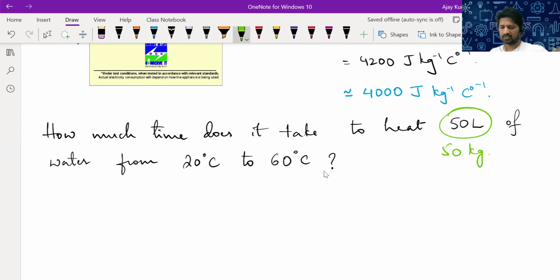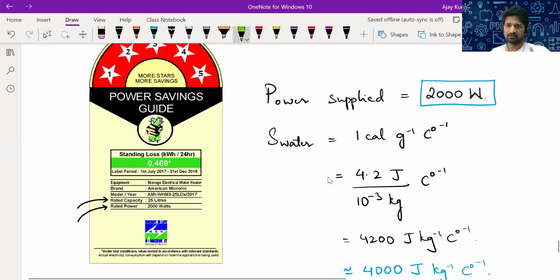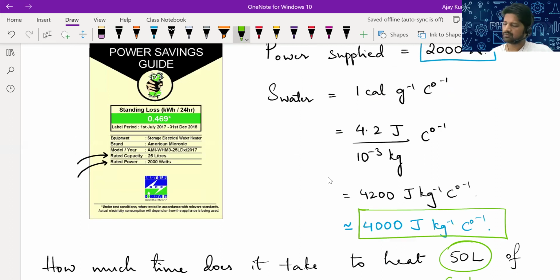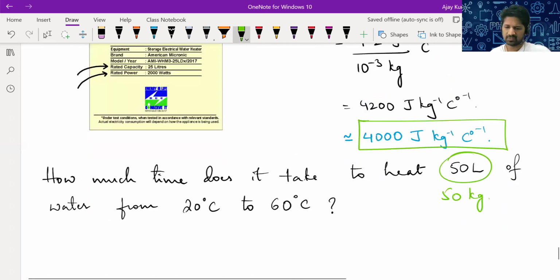Fine. So find out how much time it takes using this heater to heat 50 liters of water from 20 degrees to 60 degrees. The heater provides heat to water at a rate of 2000 watts. That's the rate of transfer of heat. And specific heat of water, take it as 4000 joule per kg per Celsius degree. Find out how much time will be required. You can give your answer in seconds, or if you want, convert it to other units like minutes and hours. Solve this quickly. I'll give you 2 minutes.